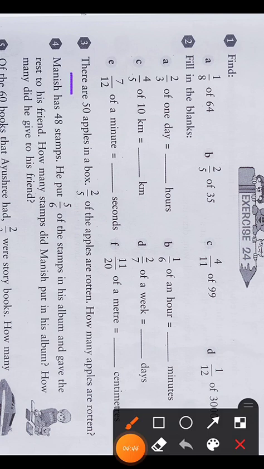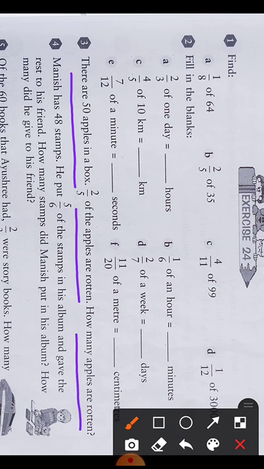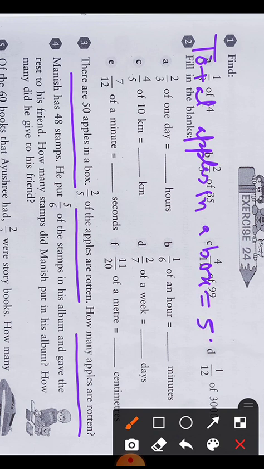Question number 3 says there are 50 apples in a box. 2 by 5 of the apples are rotten. How many apples are rotten? We have to find how many apples are rotten. So how will you start? You will write total apples in a box is how much? 50 apples. Then rotten apples you write, rotten apples is how much?